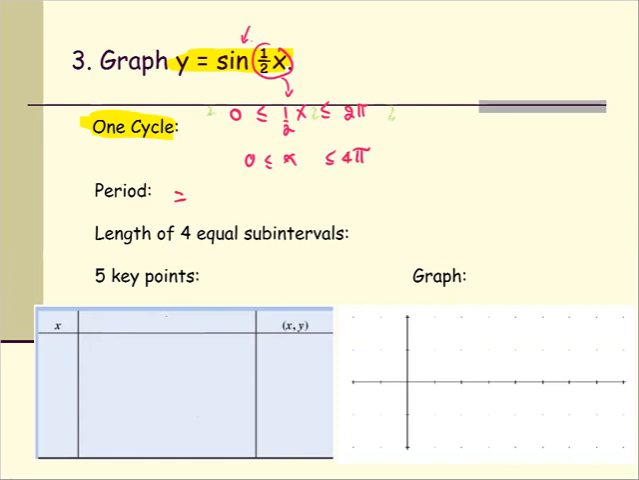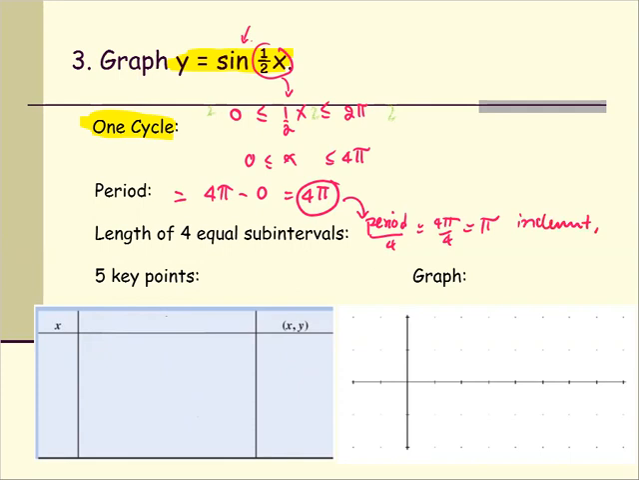The period is the right end of the interval minus the left end of the interval, so we say 4 pi is the period of the graph y equals sine of x over 2. After we get the period, we're going to divide by 4. So this one is the period divided by 4, or 4 pi divided by 4, and it comes out to be the increment pi.